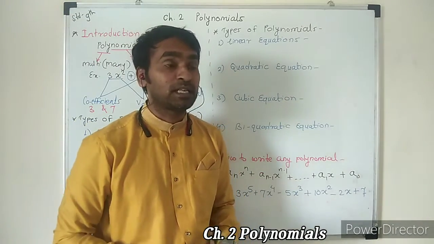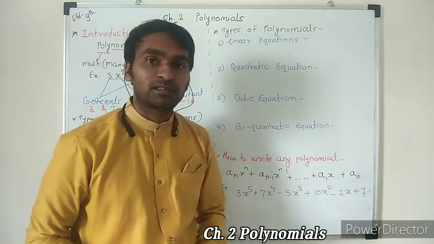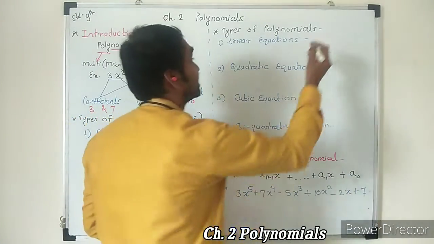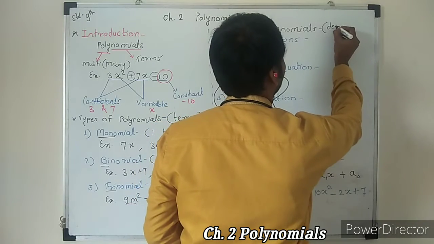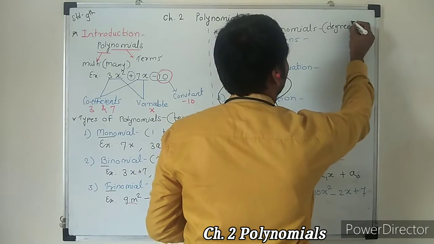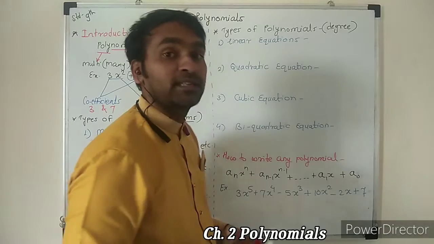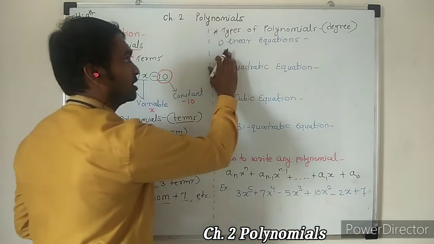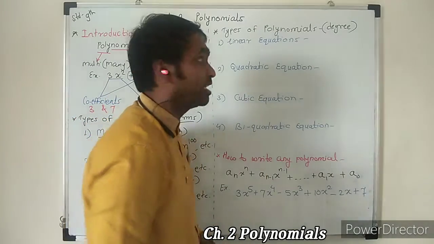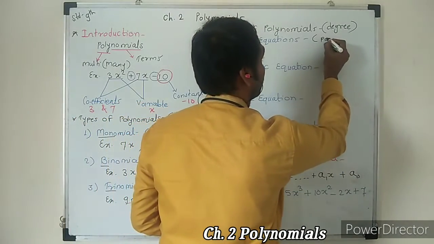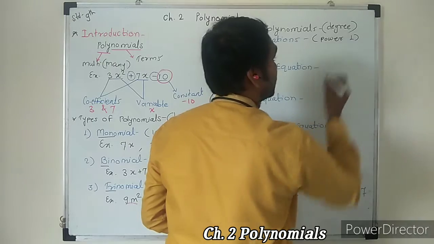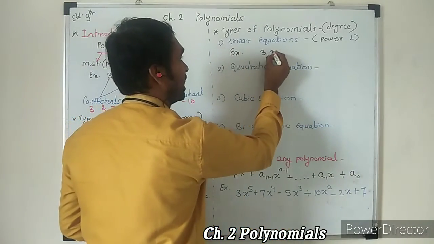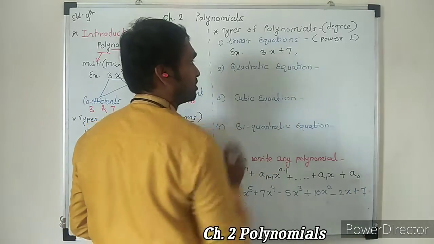Next, one more type of polynomial. The second one depends upon the degree, that is the power, also known as the exponent or index. Now you see that there are four types. First one, linear equation. Linear equation means power 1, that is degree 1. See here, any example you write, that is 3x plus 7.